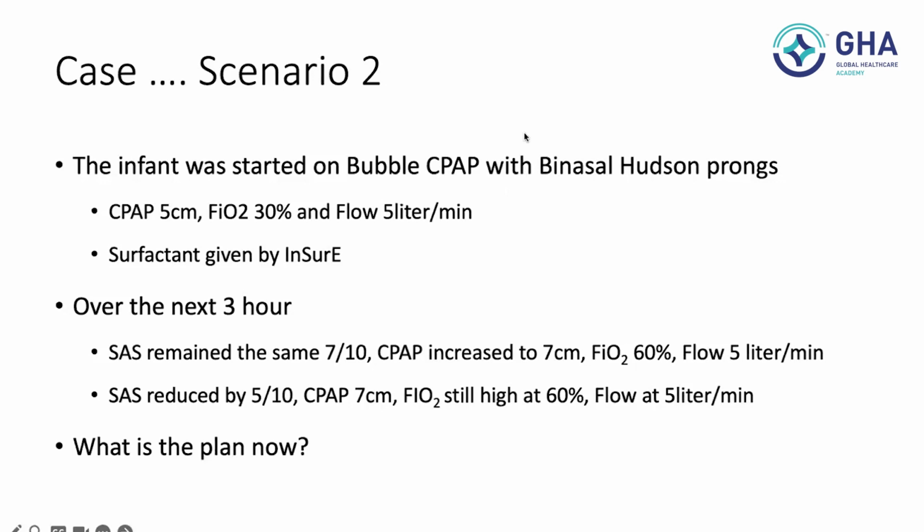Somebody said look for complications. Yes, so maybe there is a pneumothorax, which is why the baby is not improving. So you need to do a transillumination or repeat an X-ray and see if there is any pneumothorax. And somebody said ventilate. Okay.